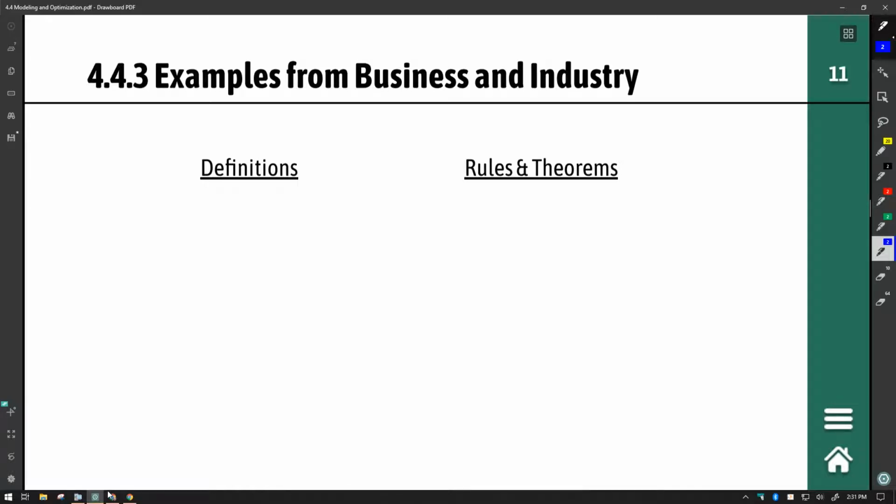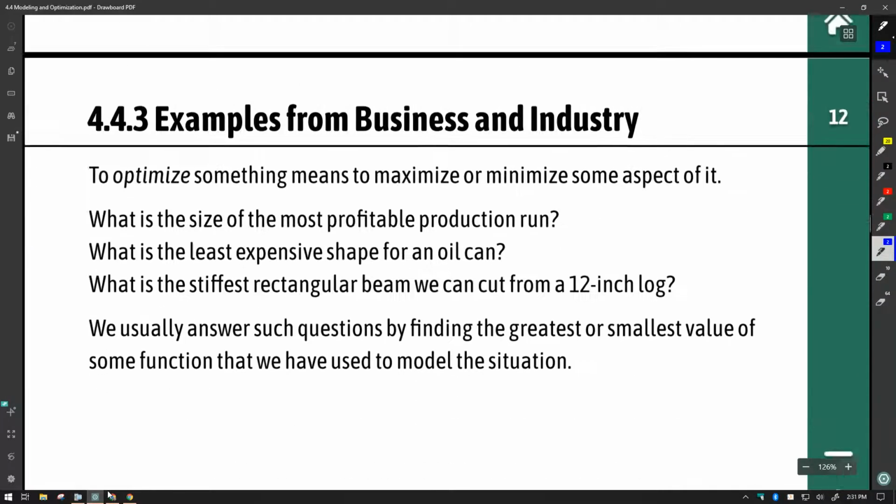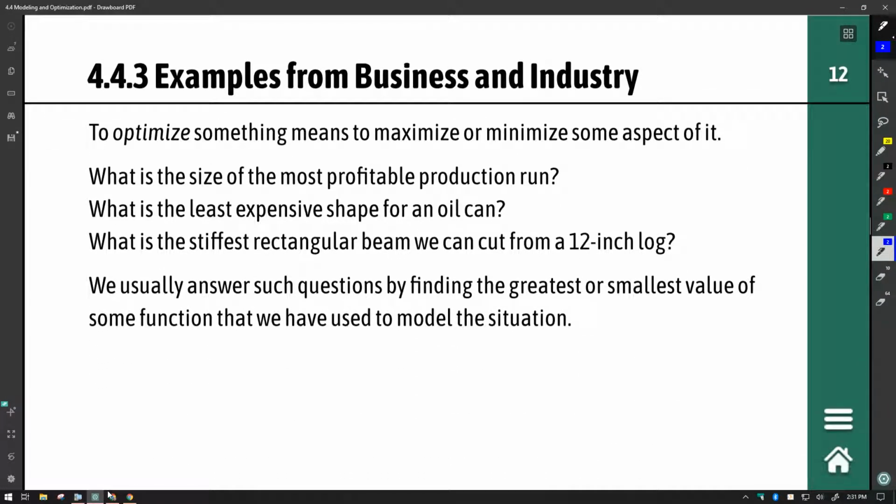How about some examples from business and industry? Again, no new definitions or rules or theorems here. We're just going to start like this. To optimize something means to maximize or minimize some aspect of it.